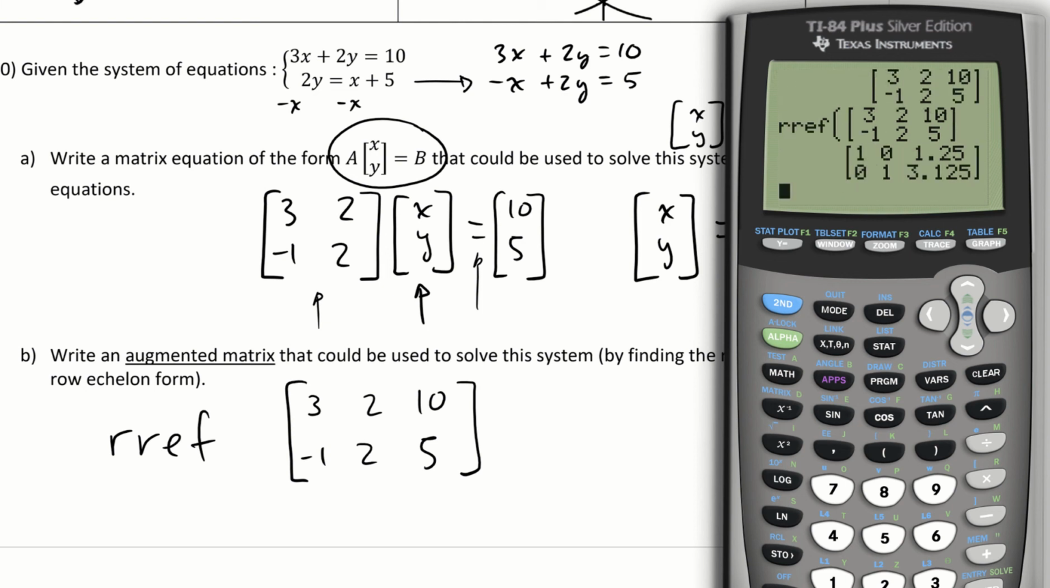So now to transform this matrix to the reduced row echelon form, when I press enter, you can see now I have this, it's essentially an identity right here, right? I've got this diagonal of 1s and everything else is a 0. But this column, the third column over, now contains the solution. X is 1.25 and Y is 3.125.